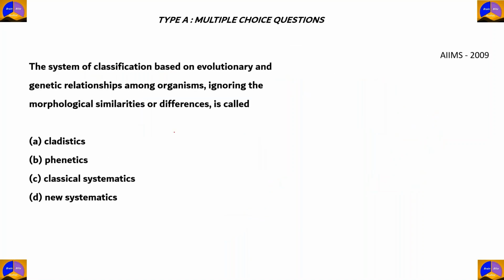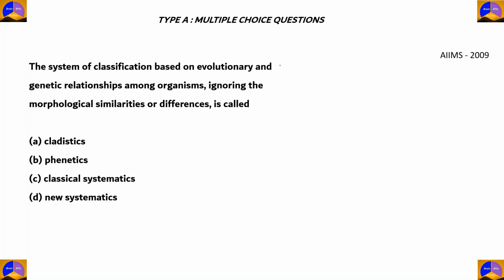The system of classification based on evolutionary and genetic relationships among organisms, ignoring the morphological similarities or differences, is called A. Cladistics, B. Phenetics, C. Classical systematics, and D. New systematics.